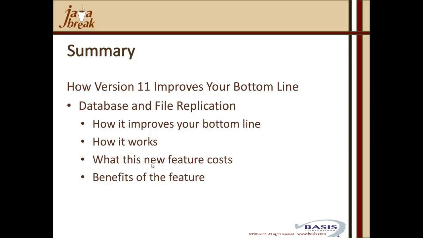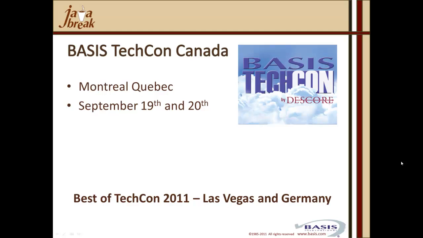Thanks, Paul. So let's summarize what we've covered in today's session. We've really looked at one of the key benefits and features of version 11 that'll help improve your and your customers' bottom line and keep their systems secure. Database and file replication is probably the most important feature we've added to the Basis product set for many a year. It improves your bottom line by making sure your database is secure, that your backup is secure, that your business continuity plans are in place. We've told you about how it works, we've told you what the costs of the new features are, and we've spoken about the benefits of the feature.